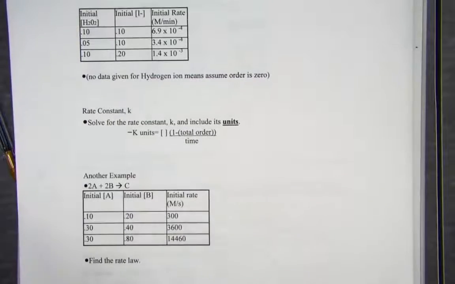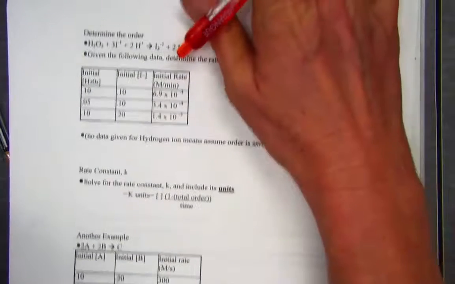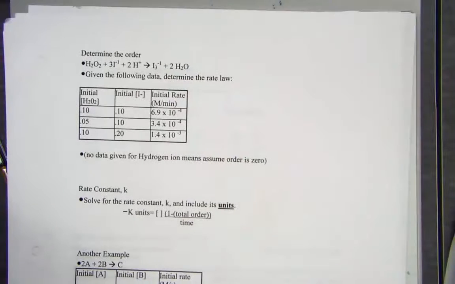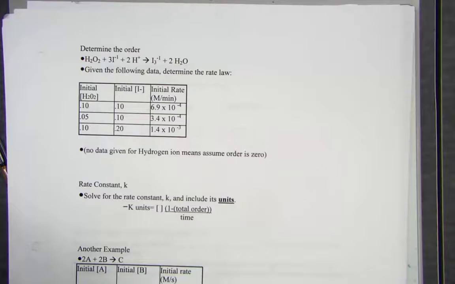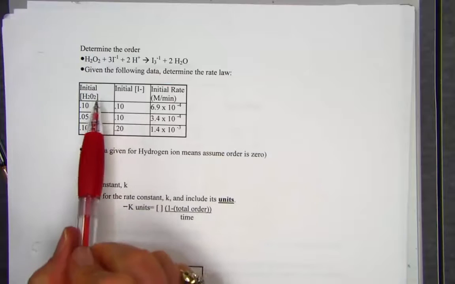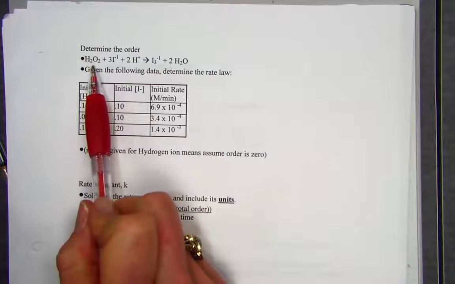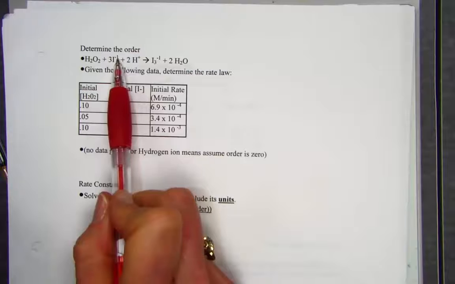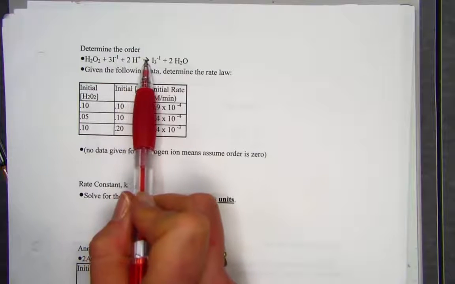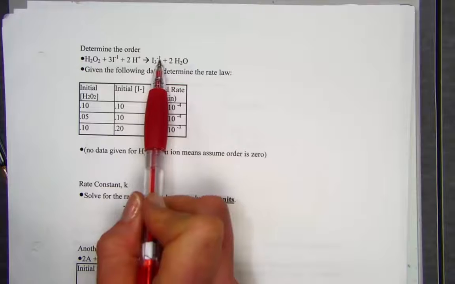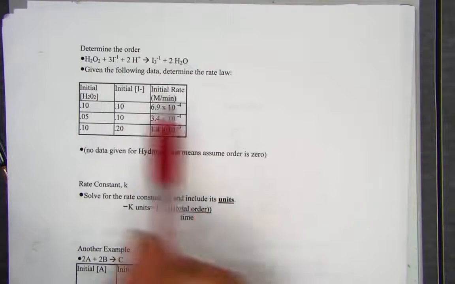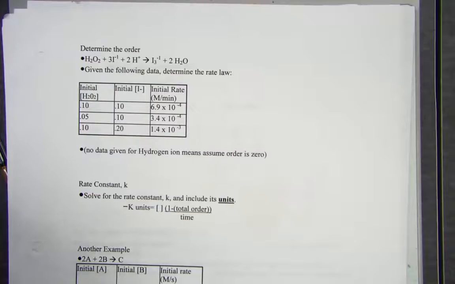Most often when we're determining rate laws, we're given data. And we mentioned how we would change the concentration and run the experiment multiple times to see how the concentration affects the overall rate. Given the following equation, hydrogen peroxide plus iodide ion plus hydrogen ion forms products of I3 minus and a couple of waters. This looks like a redox reaction. We're being asked to determine the rate law.